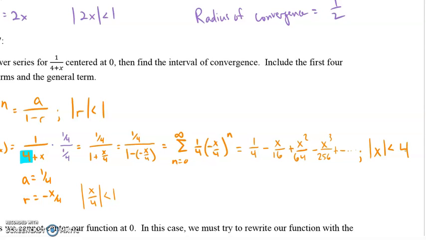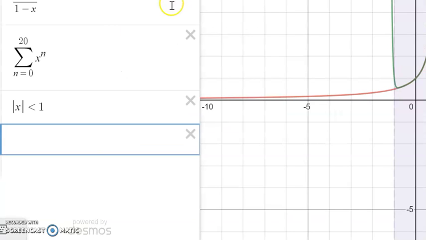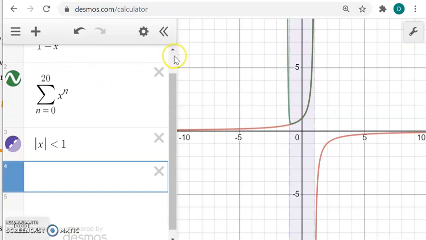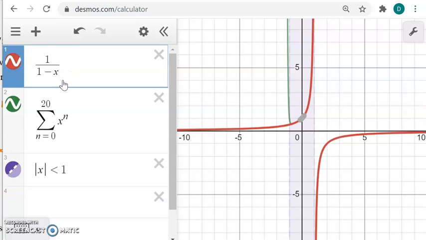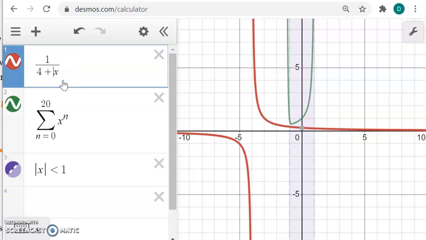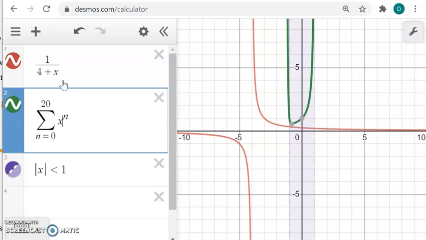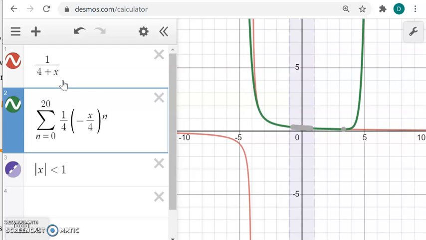So I can't resist. I'm going to go ahead and Desmos this. I've got the fraction 1 over 4 plus x. All right. And we've got our Taylor series with r as negative x over 4, right? And we take a look, let's hide this for now. We take a look at the red versus the green, and they seem to fit pretty well. Maybe we can see some divergence over here near the vertical asymptote.